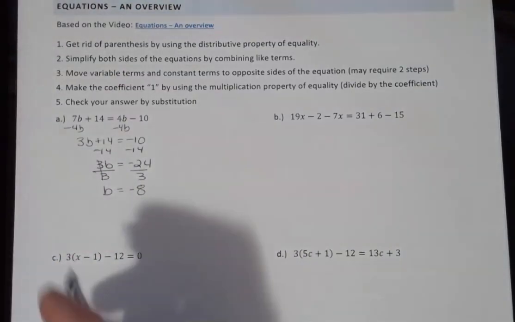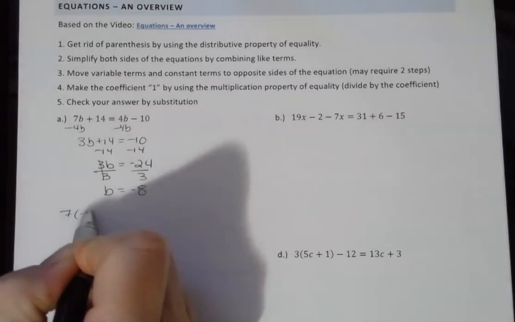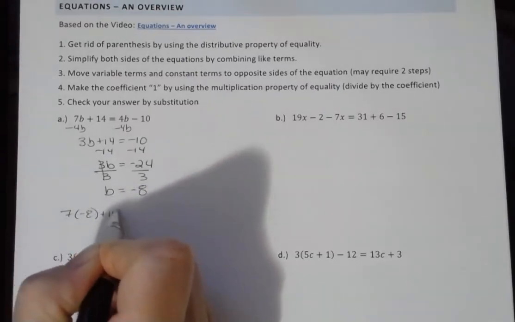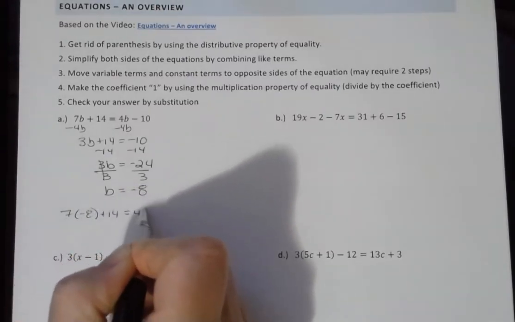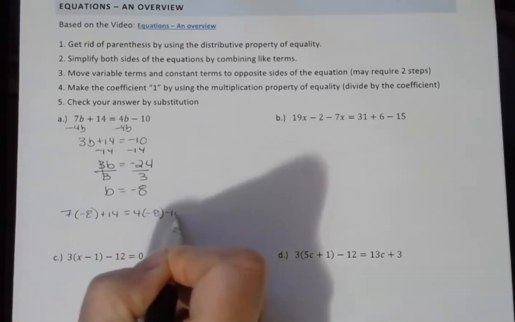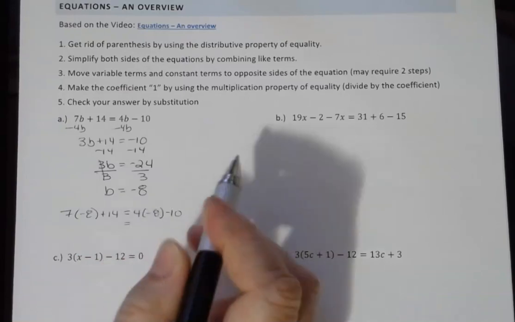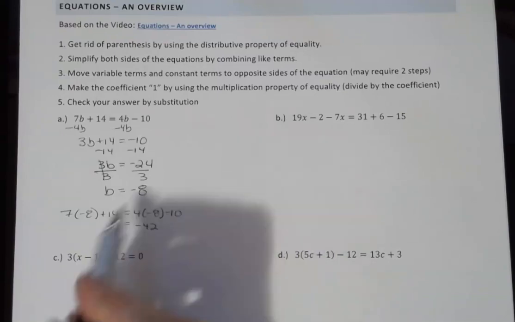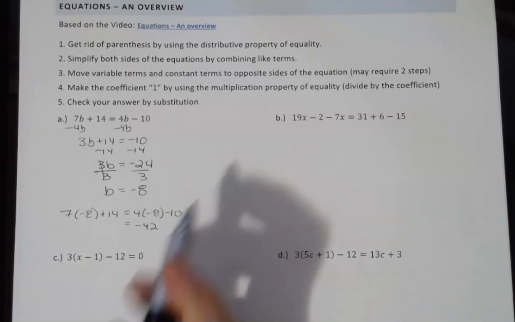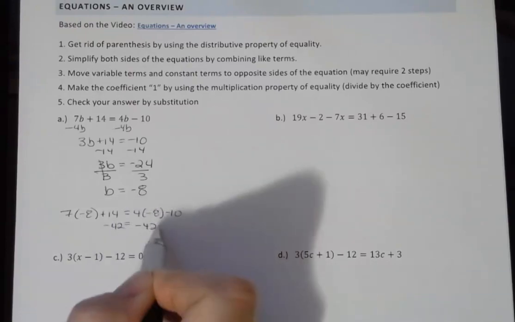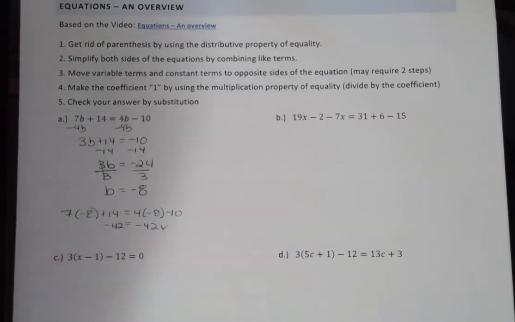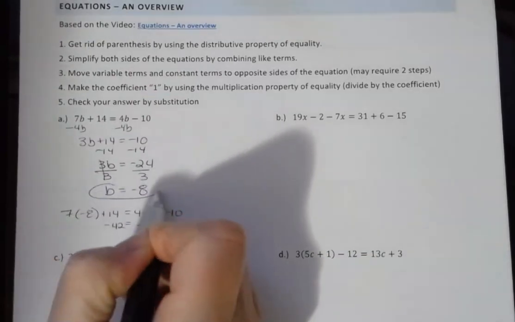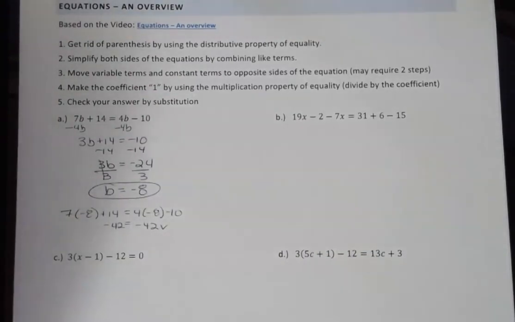If you wanted to check that, you would come down here and say 7 times -8 plus 14 is equal to 4 times -8 minus 10. I can see that -56 plus 14 is -42, and -32 minus 10 is also -42, and so that's how you could check that equation by substitution, but the answer is b equals -8.